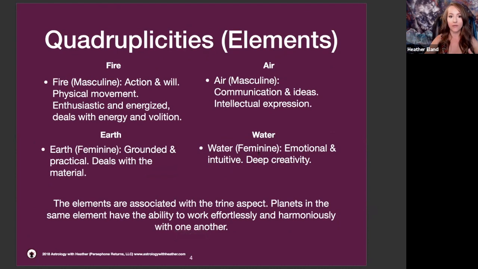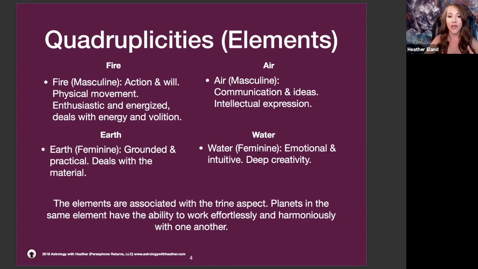So we have fire, air, earth, and water. The fire signs are the more masculine signs, right? So we have fire and air as being masculine signs. They represent action, willpower, usually some sort of physical movement or momentum, passion, expression, especially expression in a very physical way. They're enthusiastic and energized. They deal with energy, volition, movement in a physical way. And these signs are going to be Aries, Leo, and Sagittarius.